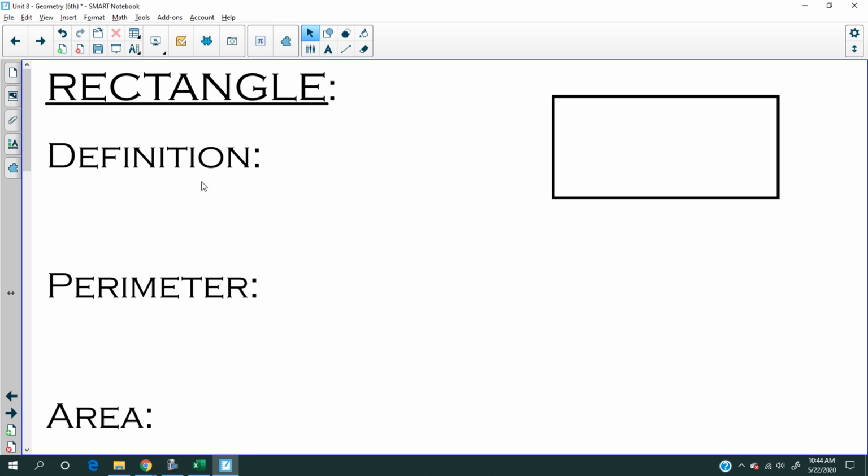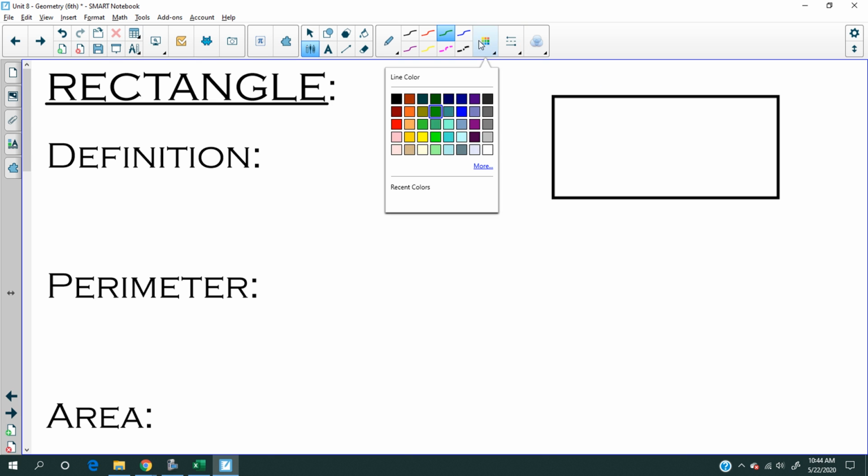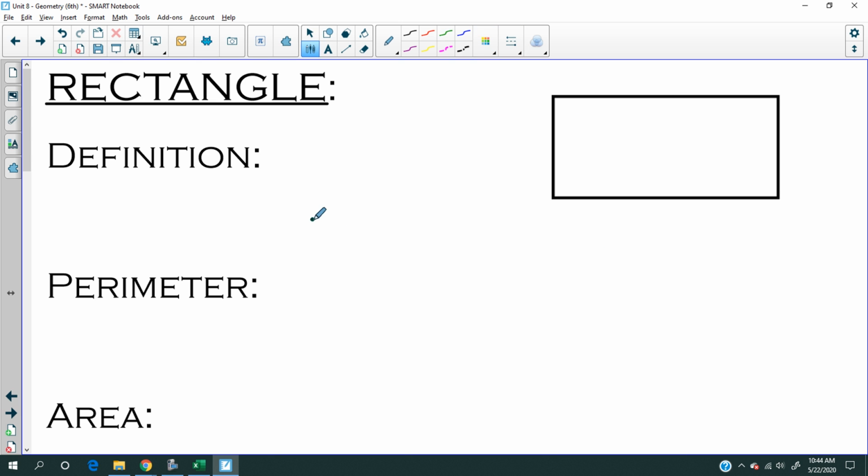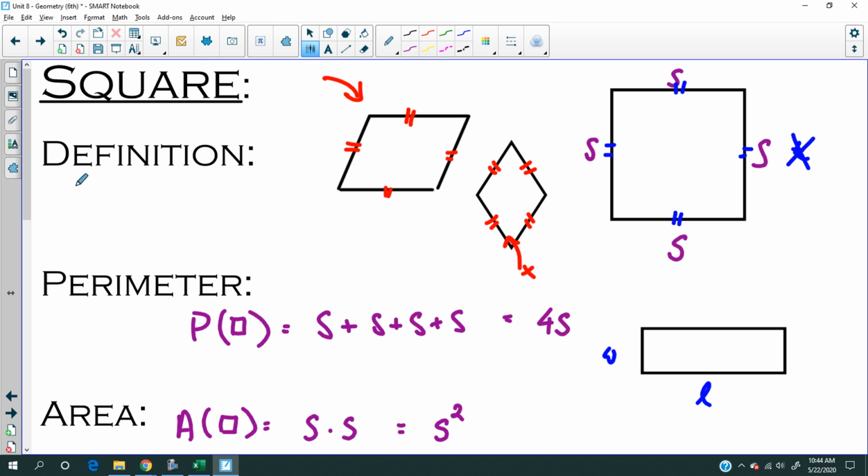Okay. All right. So with rectangles, definition, what's a rectangle? Let's use my favorite color. Okay. All right. So what's a rectangle? So in a rectangle, you know, I should have done that here. All right. You know what? Let's do that for squares.